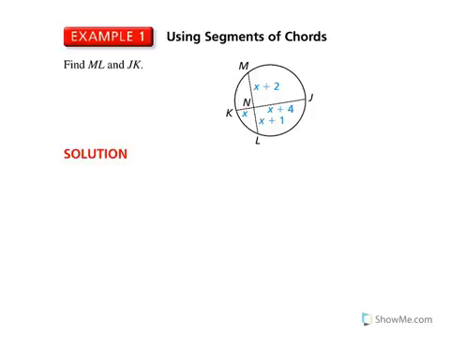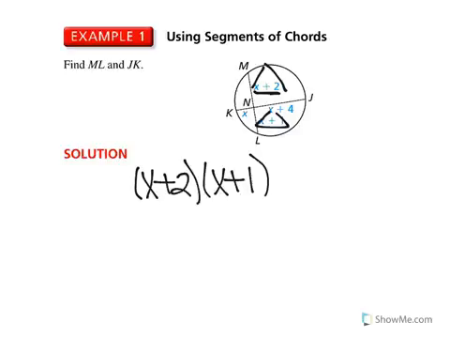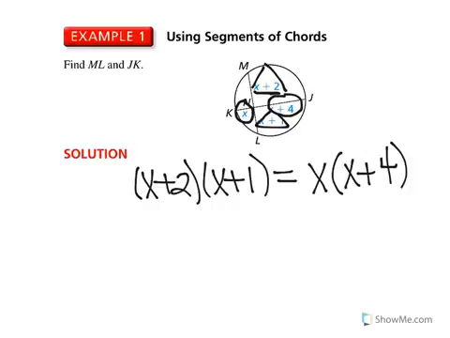Alright, so we're going to find ML and JK. Here we have two chords, and we know that MN is x plus 2, so I'm just going to put a triangle around that. And we know NL is x plus 1. It's along the same chord, so I'm going to take those two things and multiply them together. And we get x plus 2 times x plus 1, and that's going to be equal to, if we look at our other chord, x times x plus 4. And that's how we set those up. So that's the geometry part of the problem. Now here comes the algebra.